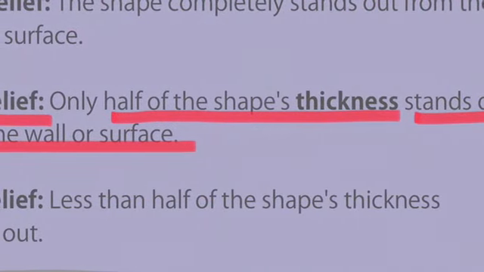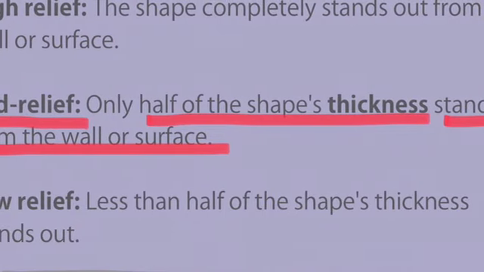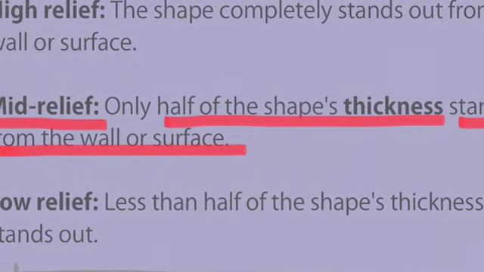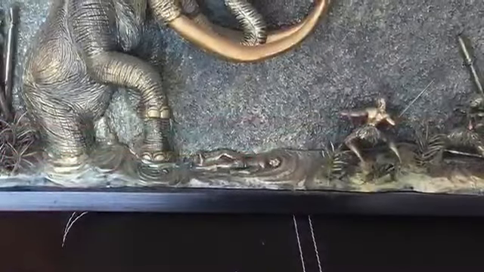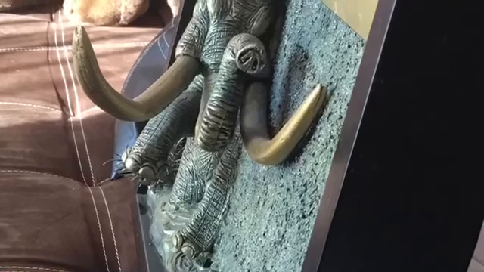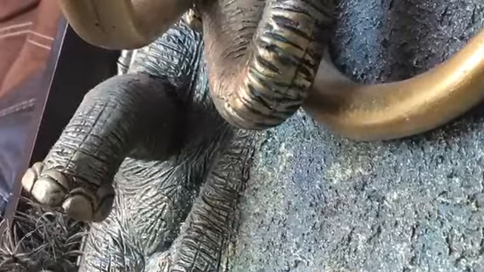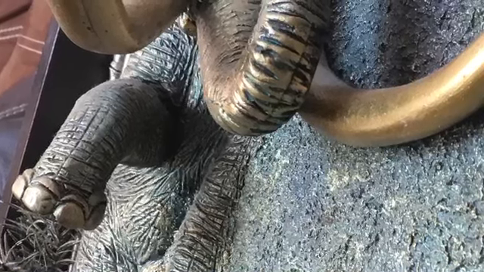Now the mid relief, it's when only half of the shape's thickness is out of the wall or the surface. As you can see, this example, the one leg and the middle part of the elephant is outside and the half of the elephant is inside of the sculpture.